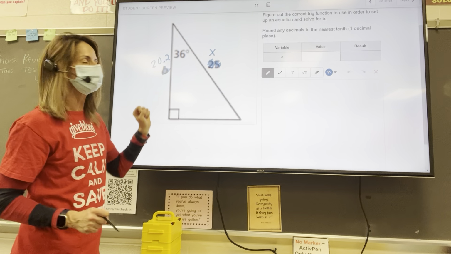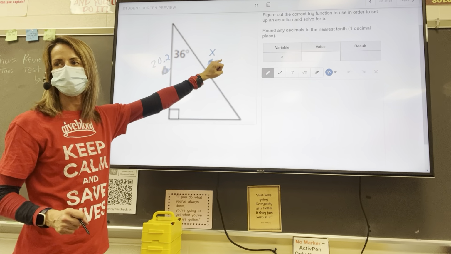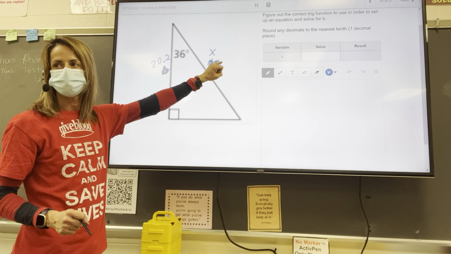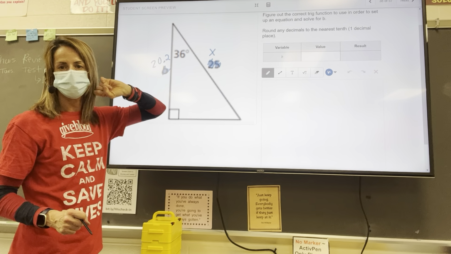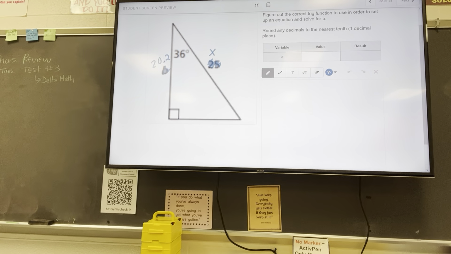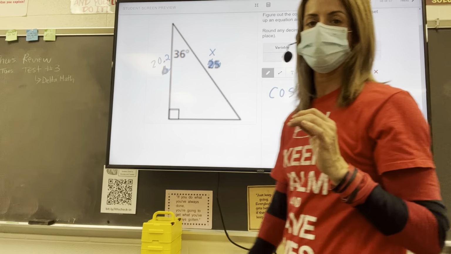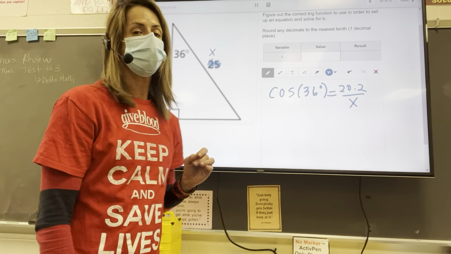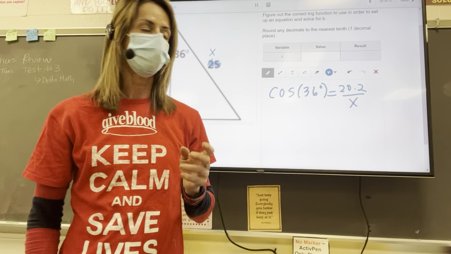Which trig ratio uses adjacent and hypotenuse? You got to look it up or have it memorized. Adjacent and hypotenuse is cosine. The cosine of 36 degrees equals adjacent over hypotenuse. The reason I switch these numbers and letters is because sometimes you will end up with a variable in your denominator, okay?